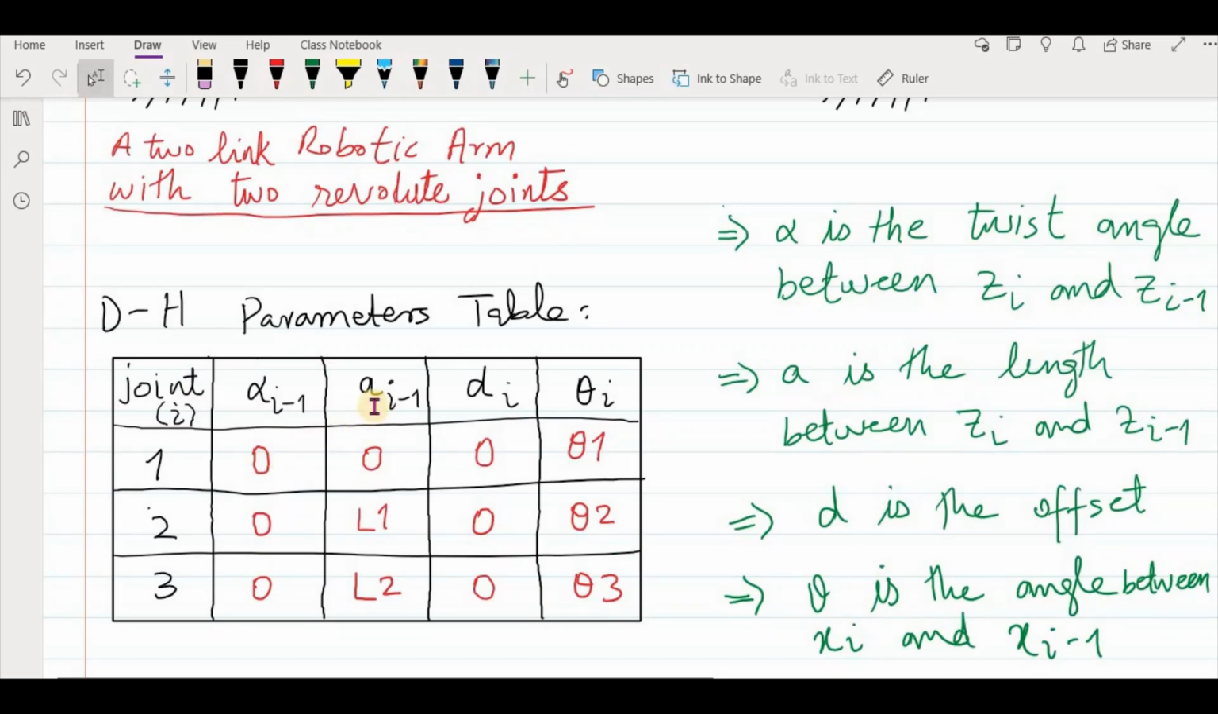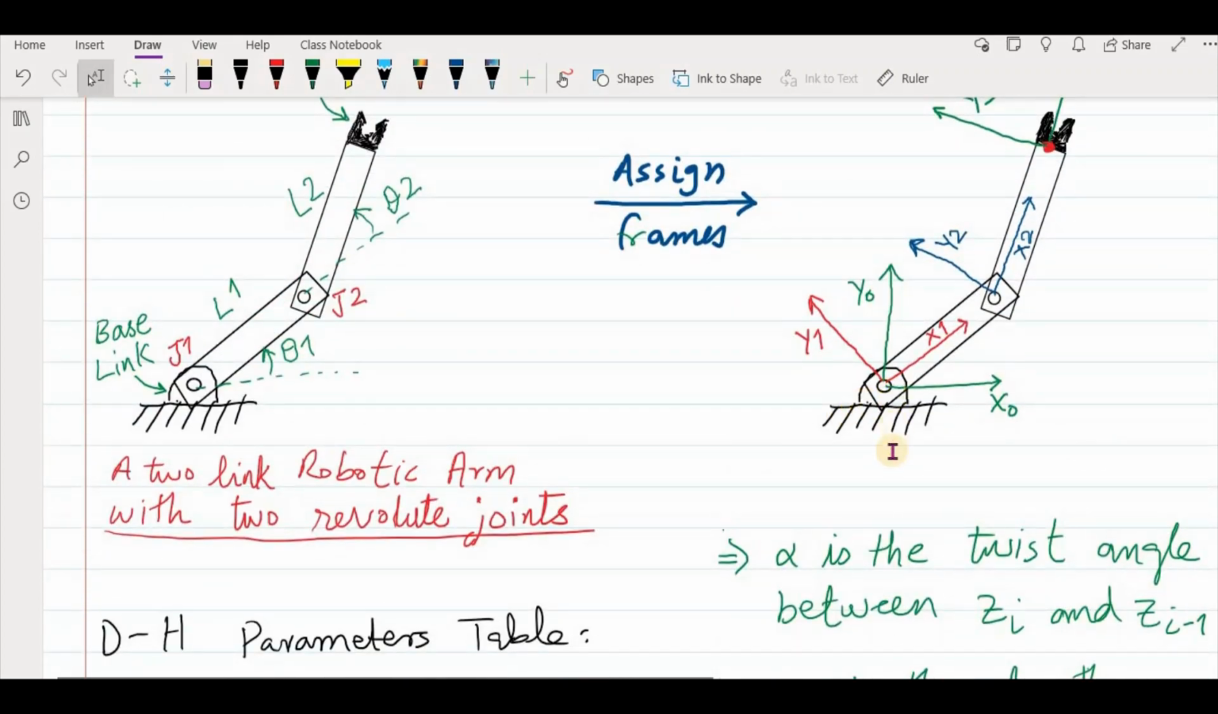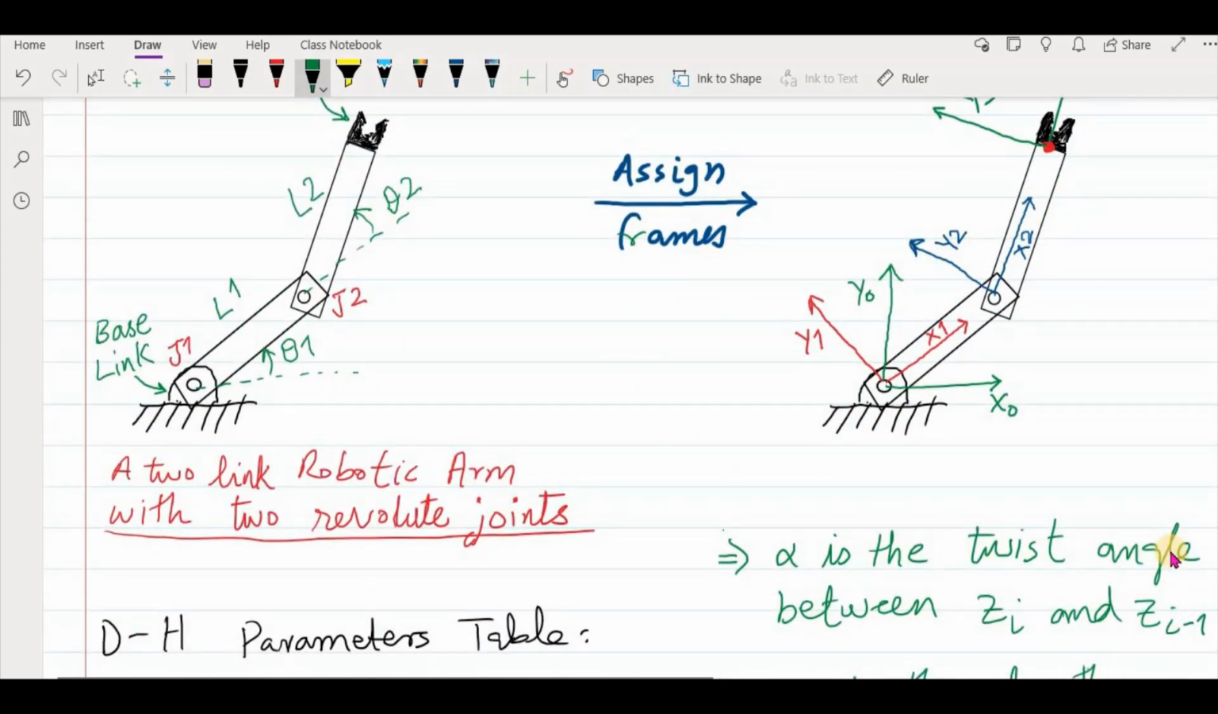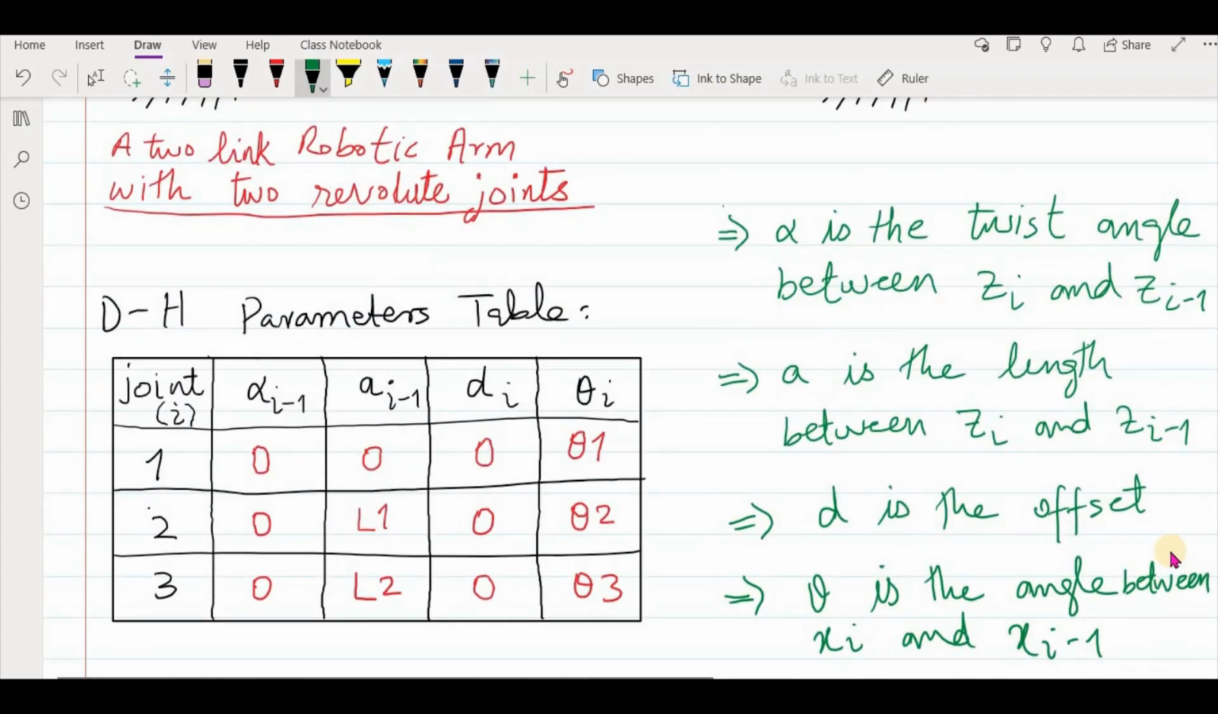Now let's talk about the second DH parameter, which is the length. What is A? A is the length between the z-axis of your present frame and the z-axis of your previous frame. As you can see, the z-axes of frame 0 and frame 1 don't have any distance between them. They have the same point of origin. So that is why A i minus 1, this link length, will be 0 also.